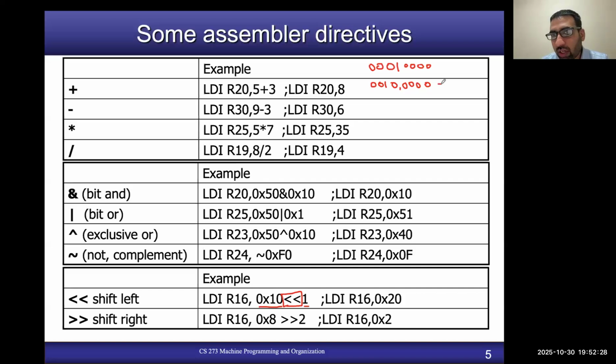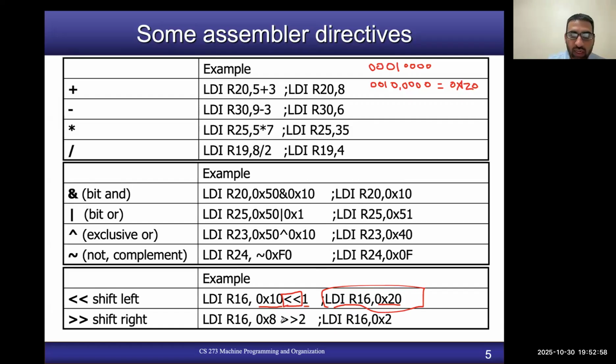So this is equivalent to what? This is equivalent of 0x20, right? So the assembler will replace it with 0x20, and then this instruction will be executed, right? And again, as I said, when you shift left a number, it is the same as multiplying it with 2. So it was 0x10. After shifting left, it becomes 0x20, which means it is multiplied with 2.